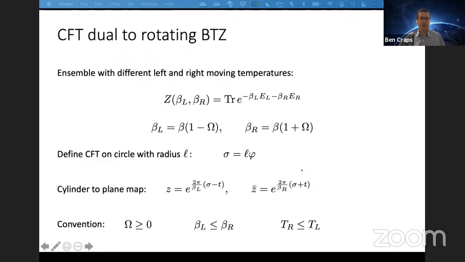And note that if you wanted to do this in Euclidean 2D CFT, as I told you before, the angular potential would be purely imaginary, and Z and Z bar would be each other's complex conjugates. So for what follows in Lorentzian signature, I'm going to use a convention where omega is positive. So that means that the right moving temperature is the smaller of the two. So an extremal limit would correspond to setting beta r to infinity.